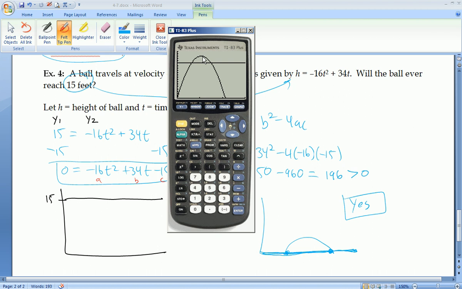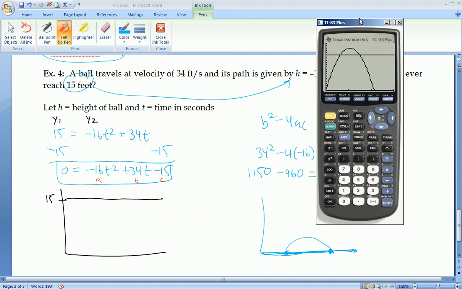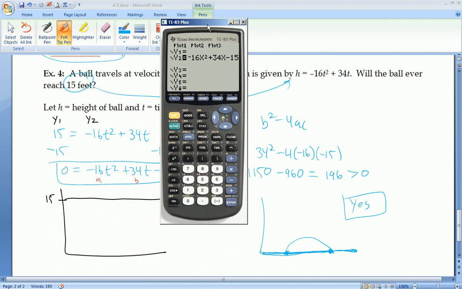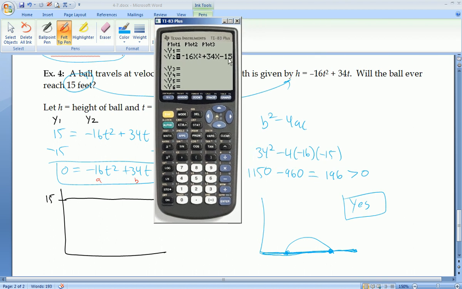Okay, so what we did with this discriminant is we subtracted the 15 on the other side. So I'm going to clear this guy, and I'm going to show you we subtracted the 15 on this side, and basically this shifts the parabola down 15 units, and we want to see if it's going to be above the x-axis. And you can see it is definitely above the x-axis, and because our discriminant was positive, that means it has two solutions. Okay, it has two solutions just like this right here.